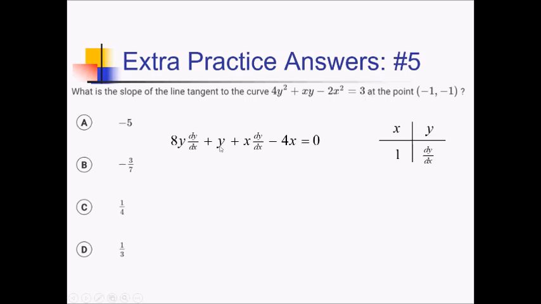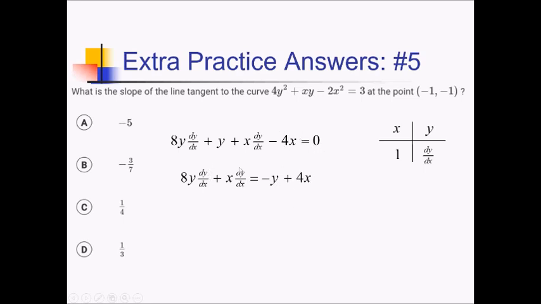At this point, we're going to get the dy over dx's on one side and everything else on the other side. This 8y dy over dx can stay on the left. So can this x dy over dx. But this y doesn't have a dy over dx, so it's got to go over to the other side. So we have an equals minus y and then a plus 4x to get this over there as well.